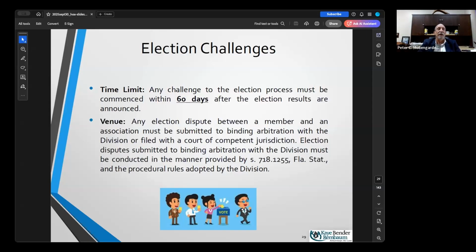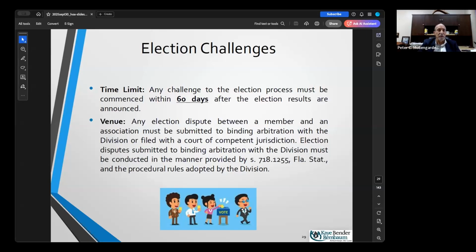Venue. In other words, where are these disputes considered? Any election dispute between a member and the association must be submitted to binding arbitration with the Florida Division of Condominiums, Timeshares, and Mobile Homes. This is one of the few times where the division has jurisdiction both over a condo matter and an HOA matter, and the election disputes are one of those, or filed with a court of competent jurisdiction.